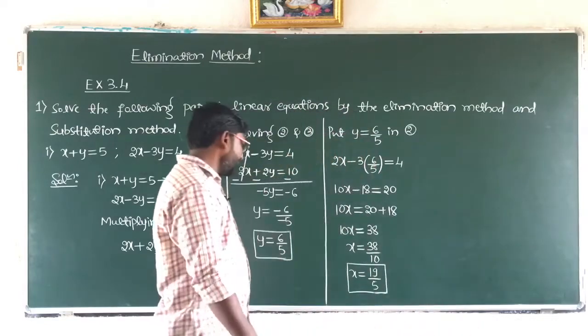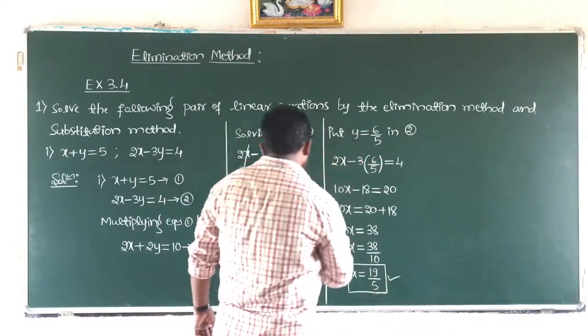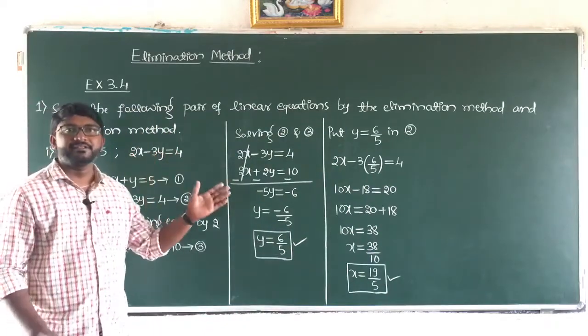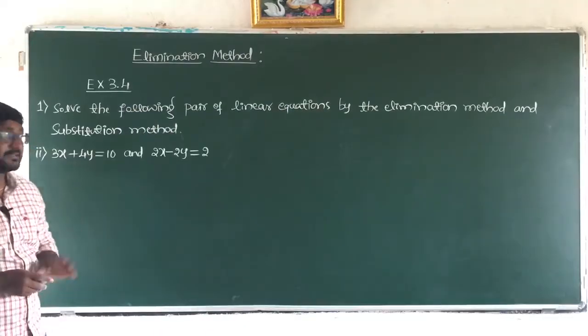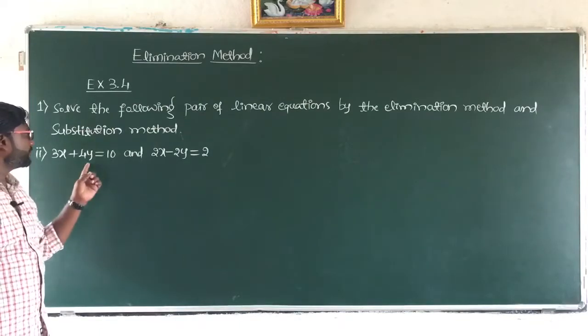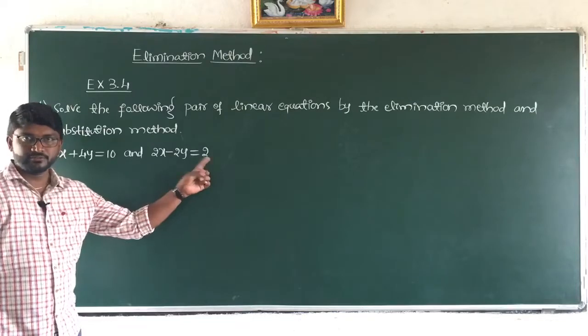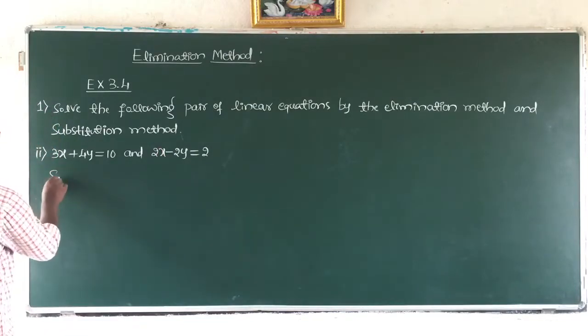So here we have the x value and then the y value. This is all about the first sub-question of the elimination method. Now the second sub-question is 3x plus 4y equals 10 and 2x minus 2y equals 2. So we will solve this.